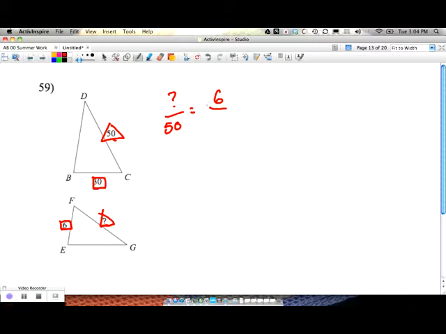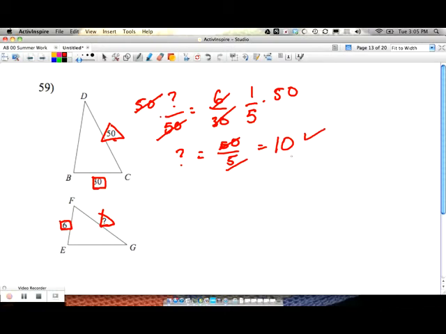So I'm going to start with 6 up top, because that goes with the question mark, over 30. Now I can reduce that. 6 and 30 are both divisible by 6. That'd give me 1 up top and 5 on bottom. Now I can multiply both sides by 50 to get rid of this 50. Those 50s reduce. So my question mark equals 50 divided by 5, which simplifies to 10.